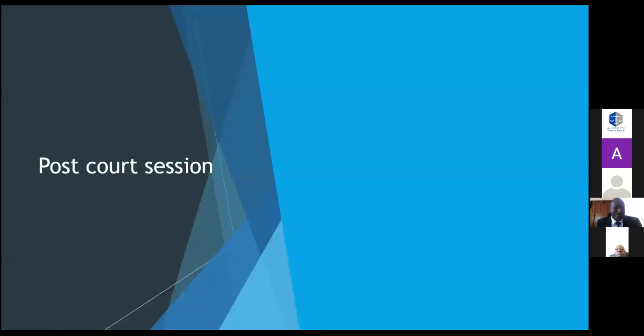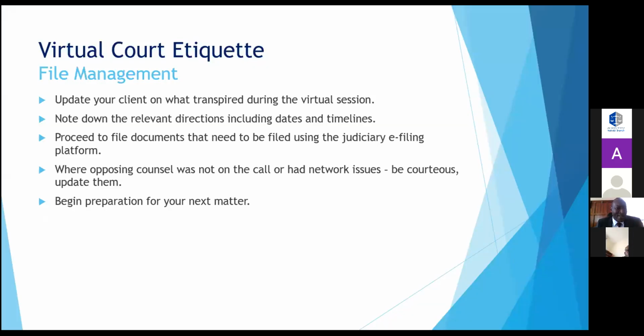After that, of course, after the post-court virtual court, it is expected that you will advise your client, because most of the times they may not be in the virtual court session. Note down the relevant directions, including dates and timelines, and proceed to file the documents that need to be filed using the judiciary e-filing platform.